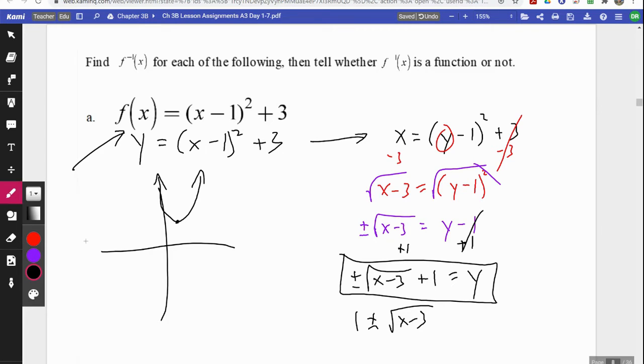If we did a horizontal line test right now on the regular function, we would see that it crosses our graph twice. That means that it failed the horizontal line test. The inverse is not a function.